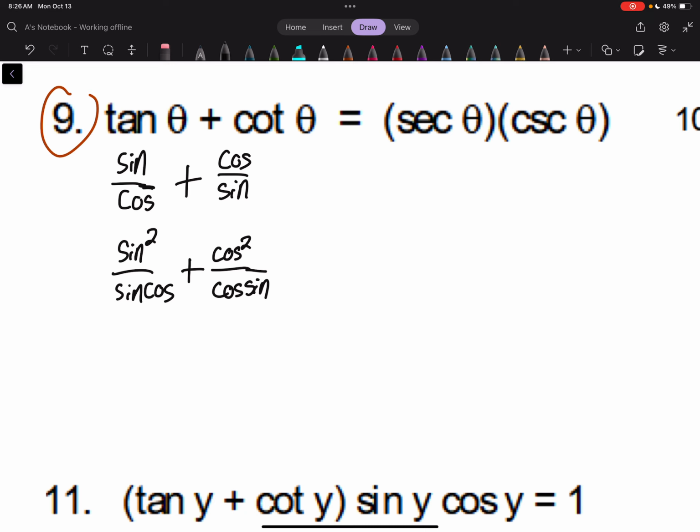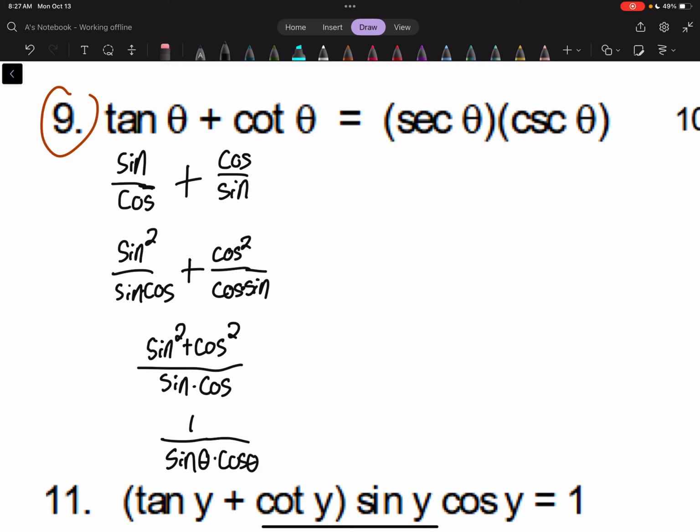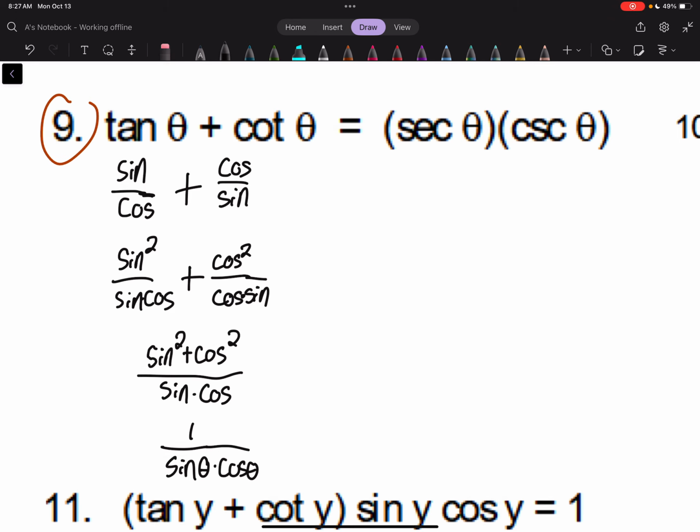From here, I have sine squared plus cosine squared over sine times cosine. This is 1 over sine theta times cosine theta. Now I'm going to look up at my problem, secant times cosecant of theta. I can reciprocate this and be done, but I want to show you can work with both sides of the equation.